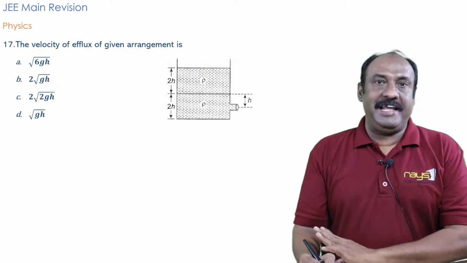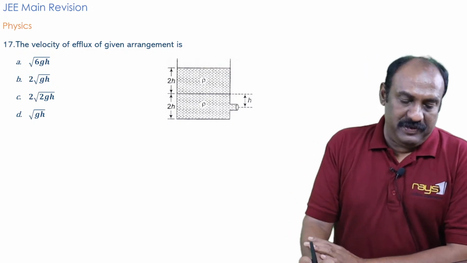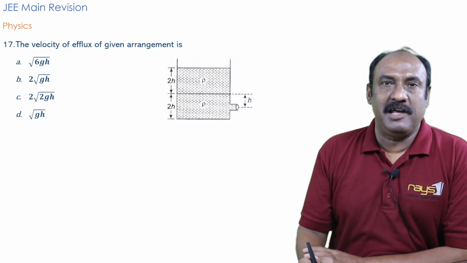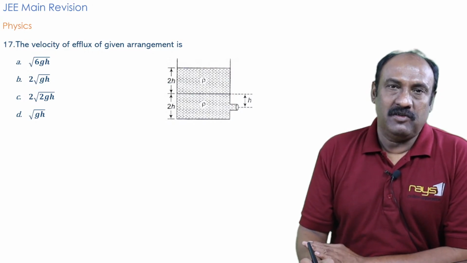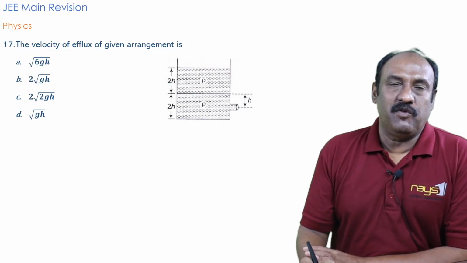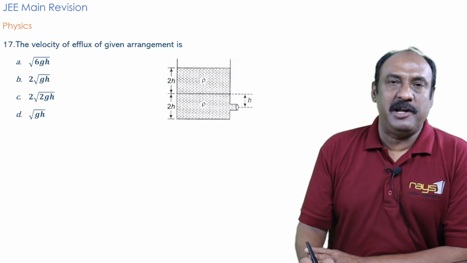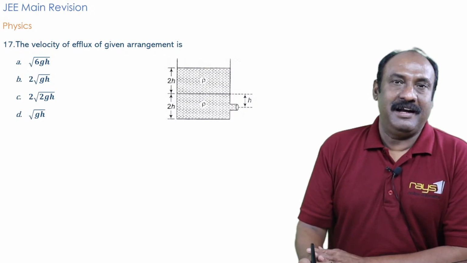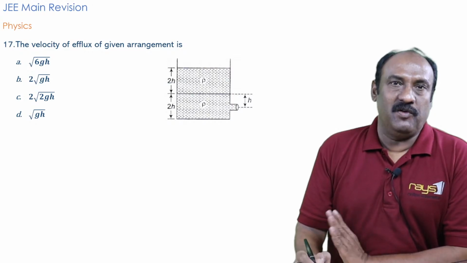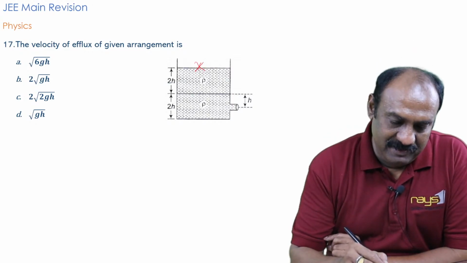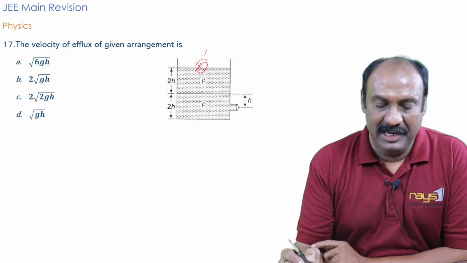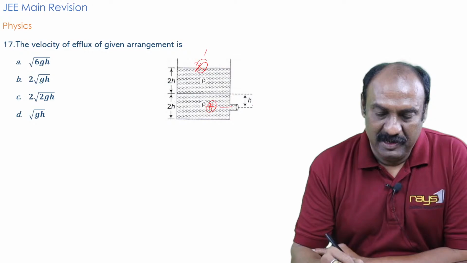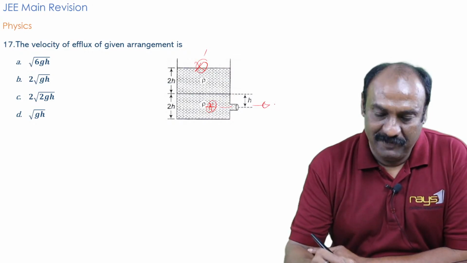Question number 17. The velocity of efflux of the given arrangement is. To find the velocity of efflux, simply apply Bernoulli's theorem. What is Bernoulli's theorem? During flow of a fluid, the total energy per unit volume remains constant at any point of the flow of the fluid under steady flow. I considered here a point at the top surface of the liquid and another point exactly opposite, where the liquid comes out through the small hole. This is the velocity of efflux.